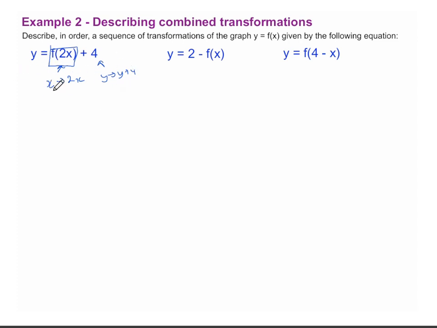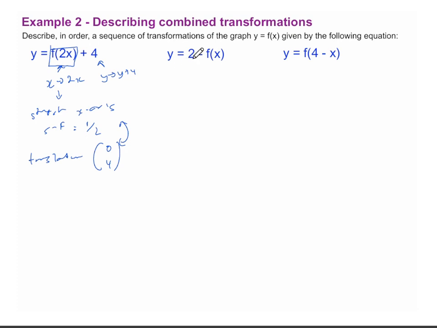And these two combined have done what? So firstly, there is a stretch parallel to the x-axis, scale factor of a half. And then there is a translation and your vector is (0, 4). And remember, we can switch these around. Why? Because they are in opposite axes. So they are independent of each other.